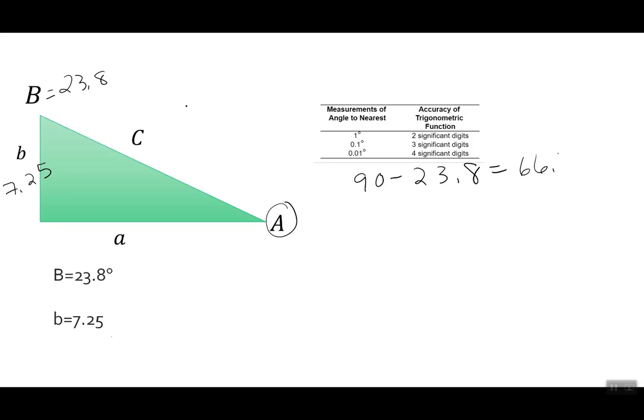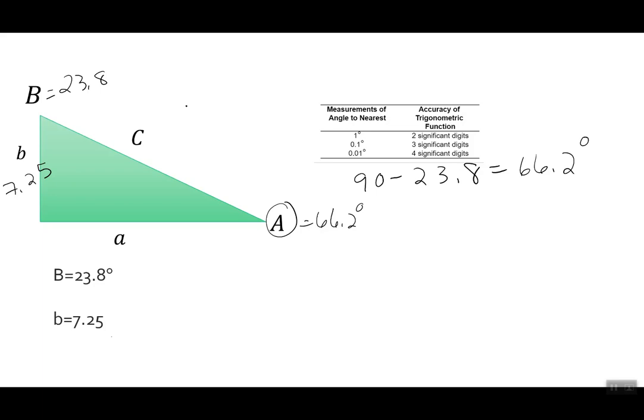Which is 66.2 degrees. So this time, because I was given angle B, I'm going to do all of my solutions based off of angle B. What I don't have this time is the hypotenuse, and that's what I had in the previous two. So I need to rethink how I'm going to go about this. Sine and cosine both require the hypotenuse, but tangent does not. So maybe a nice place to start this time would be to look at the tangent.